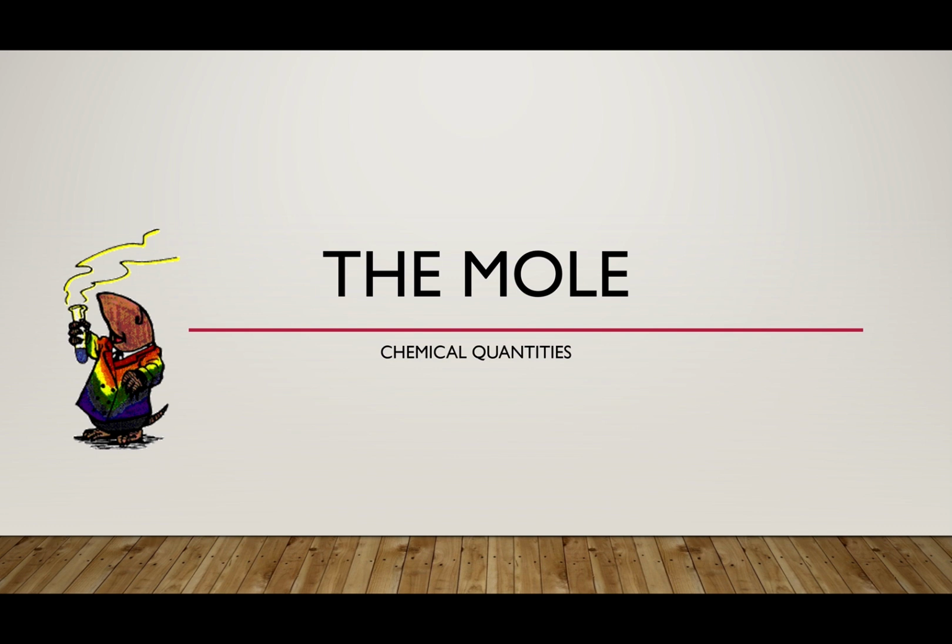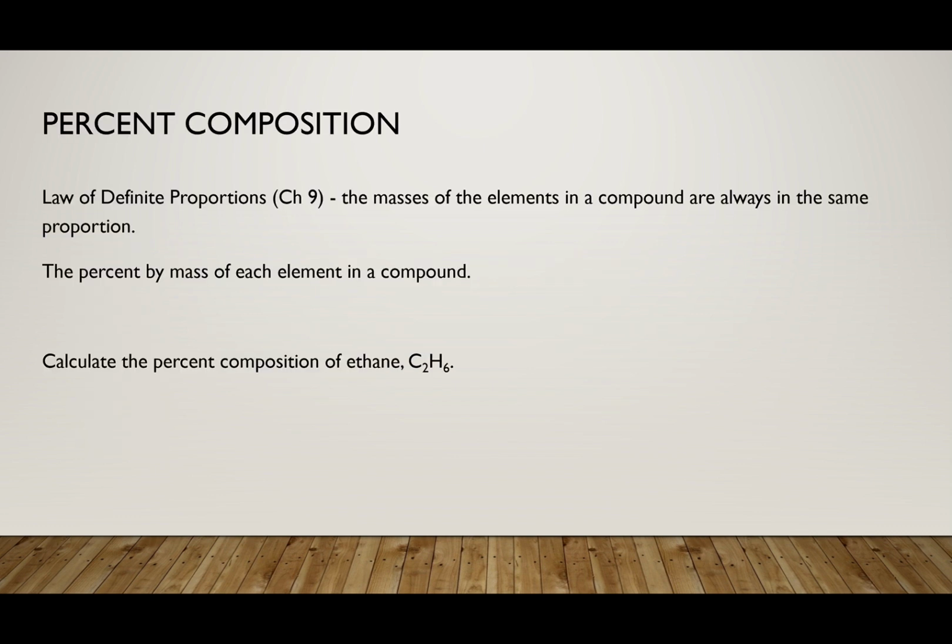Hi everyone. Continuing on the topic of chemical quantities, we're now going to look at what's called percent composition. If you recall, the law of definite proportions states that the masses of an element in a compound are always in the same proportion. That means a compound always has a fixed ratio of the masses of elements within it. Percent composition refers to the percent by mass that an element makes out of the compound.